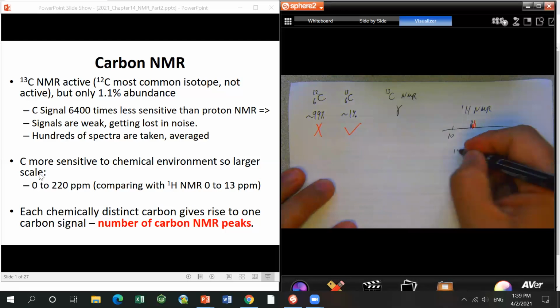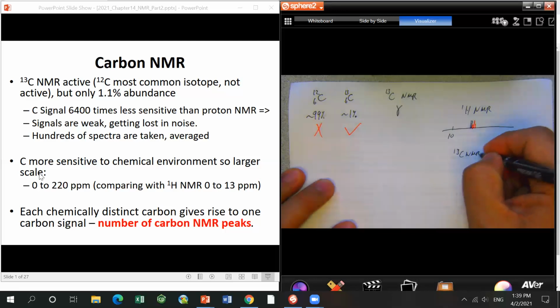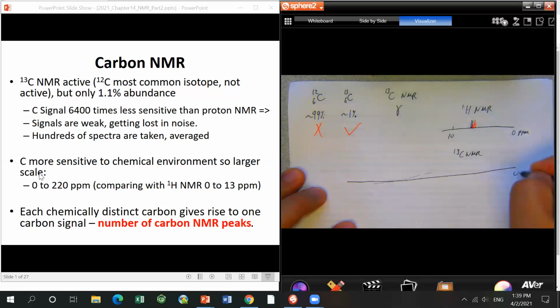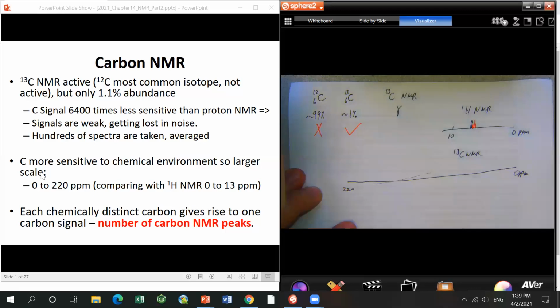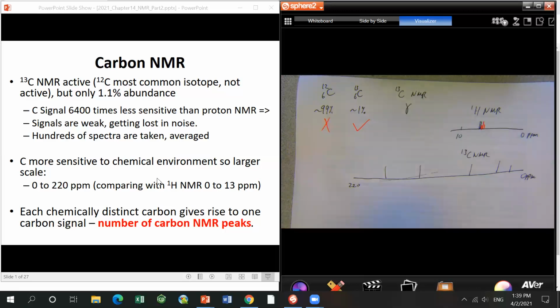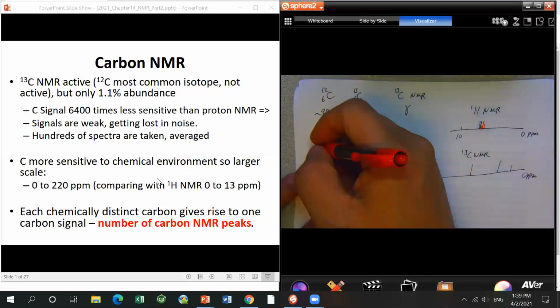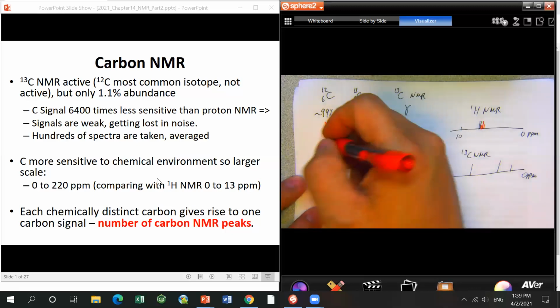For carbon NMR, C13, the scale is much larger, from 0 ppm until 220, so it's easy to distinguish. In other words, with carbon NMR you normally won't get overlapped signals. All right, and what kind of information can be provided by carbon NMR? First is the number of different carbons.